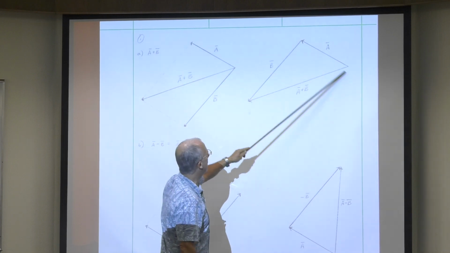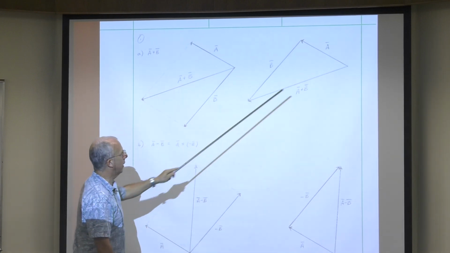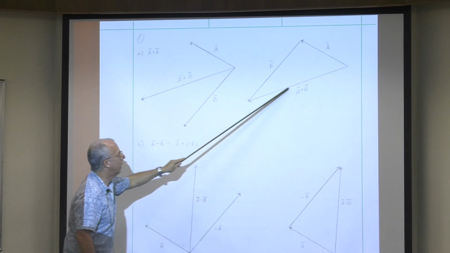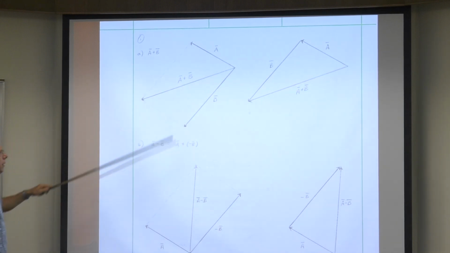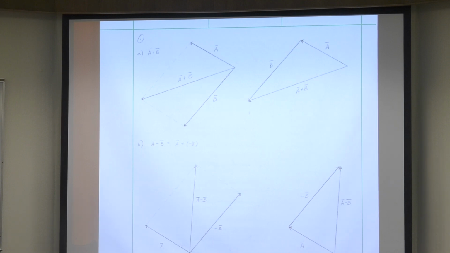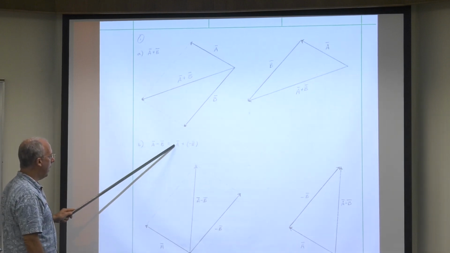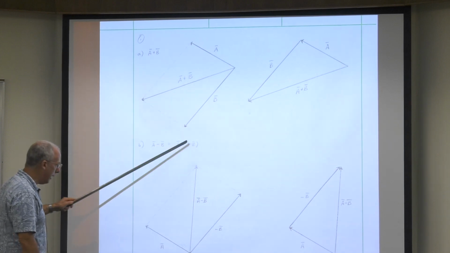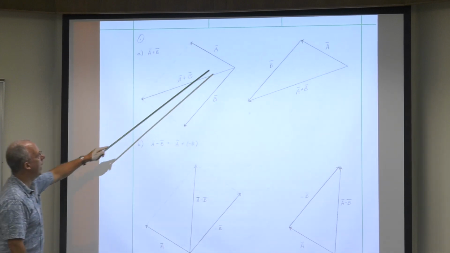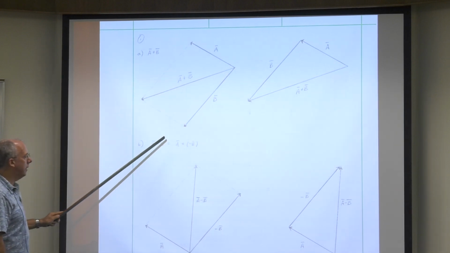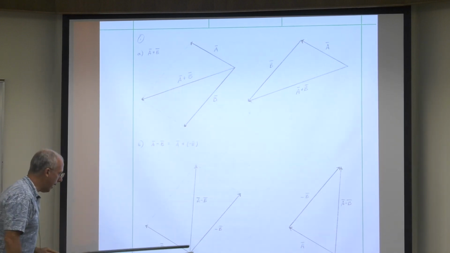Here's A, here's B. I did it head to tail from beginning to end, and I get this. Isn't that exactly the same as that? Yeah, sure is. Okay, then let's do the subtraction. A minus B equals A plus a negative B. Here's my A. If this is B, negative B points this way. So there's my negative B.